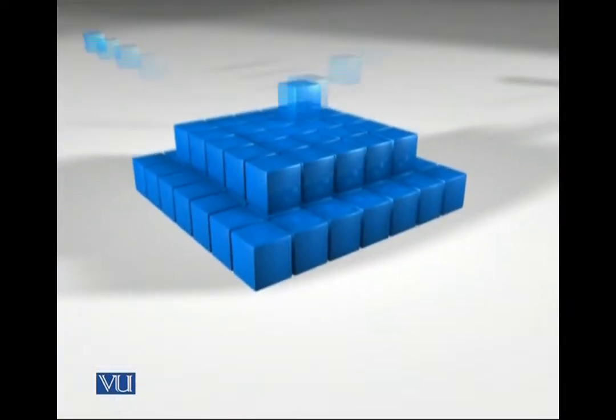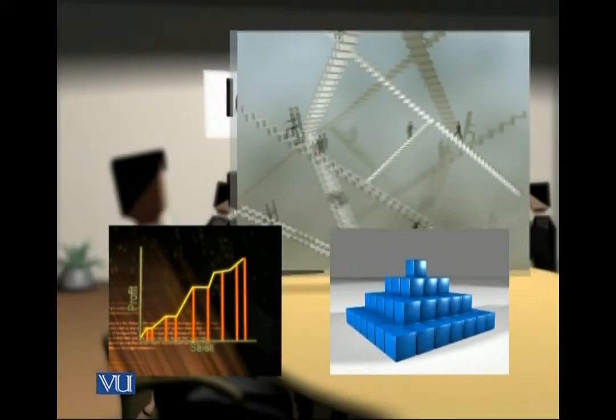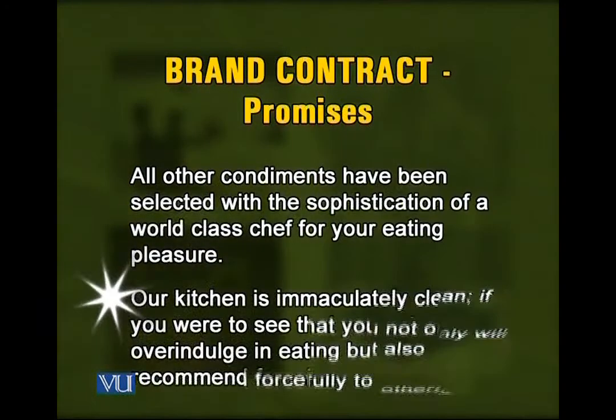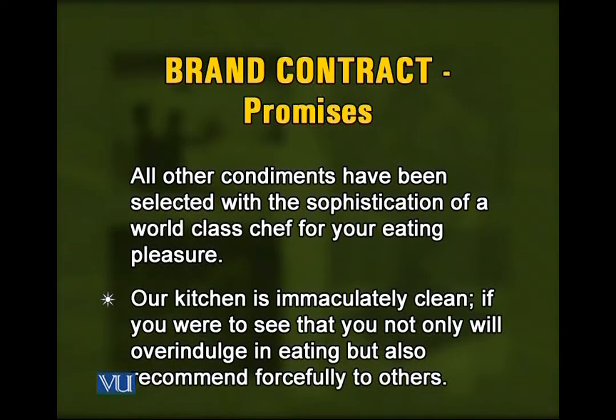Another promise which company XYZ has decided to make. The company says, our area of operation, meaning the kitchen, is so neat that if you were to see that, you would like to overindulge in eating and come back to us over and over again. This might sound like an overstatement. You might start arguing, or start questioning the ability of the company to be able to do all that. It is creating a kind of challenge for the customers.